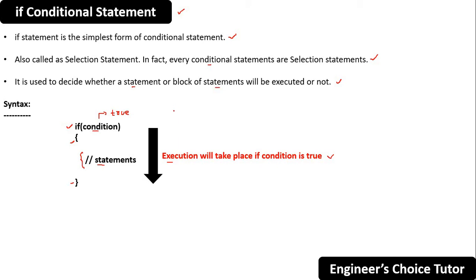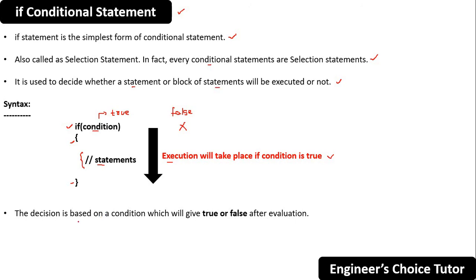Clear? If it is false, then the execution will not take place. Make this thing clear. The decision is based on a condition which will give true or false after evaluation. Let's move on and see the flow chart now.